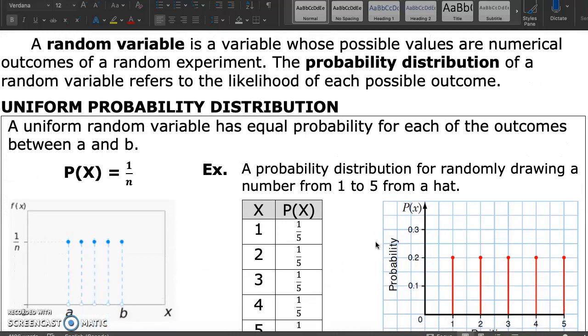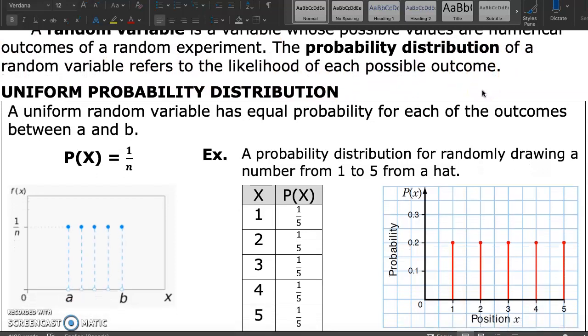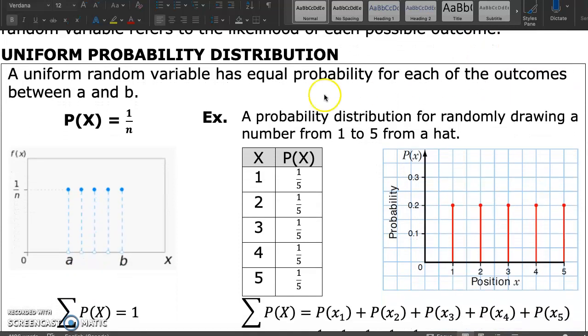All right, a random variable is a variable whose possible values are numerical outcomes of a random experiment. The probability distribution of a random variable refers to the likelihood of each possible outcome. So when I say each possible outcome, that's important because using this example, a probability distribution from randomly drawing a number from 1 to 5, each of the outcomes are equally likely. And you can see here that each of the outcomes, 1, 2, 3, 4, 5, are on our graph.